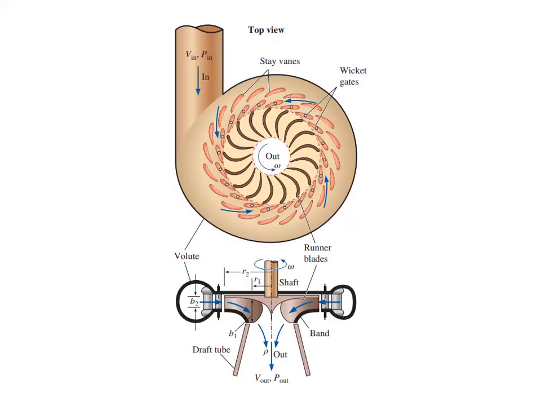Here is another, more detailed schematic of a Francis turbine. Rotating runner blades are the most inner ones, shown in brown color. Before the runner, there are the wicket gates, which are nothing but the adjustable guide vanes we saw in the previous figure. And before the wicket gates, there are the non-adjustable stay vanes that we have not seen in the previous figure. Similar to a pump, the outer casing is called the volute.